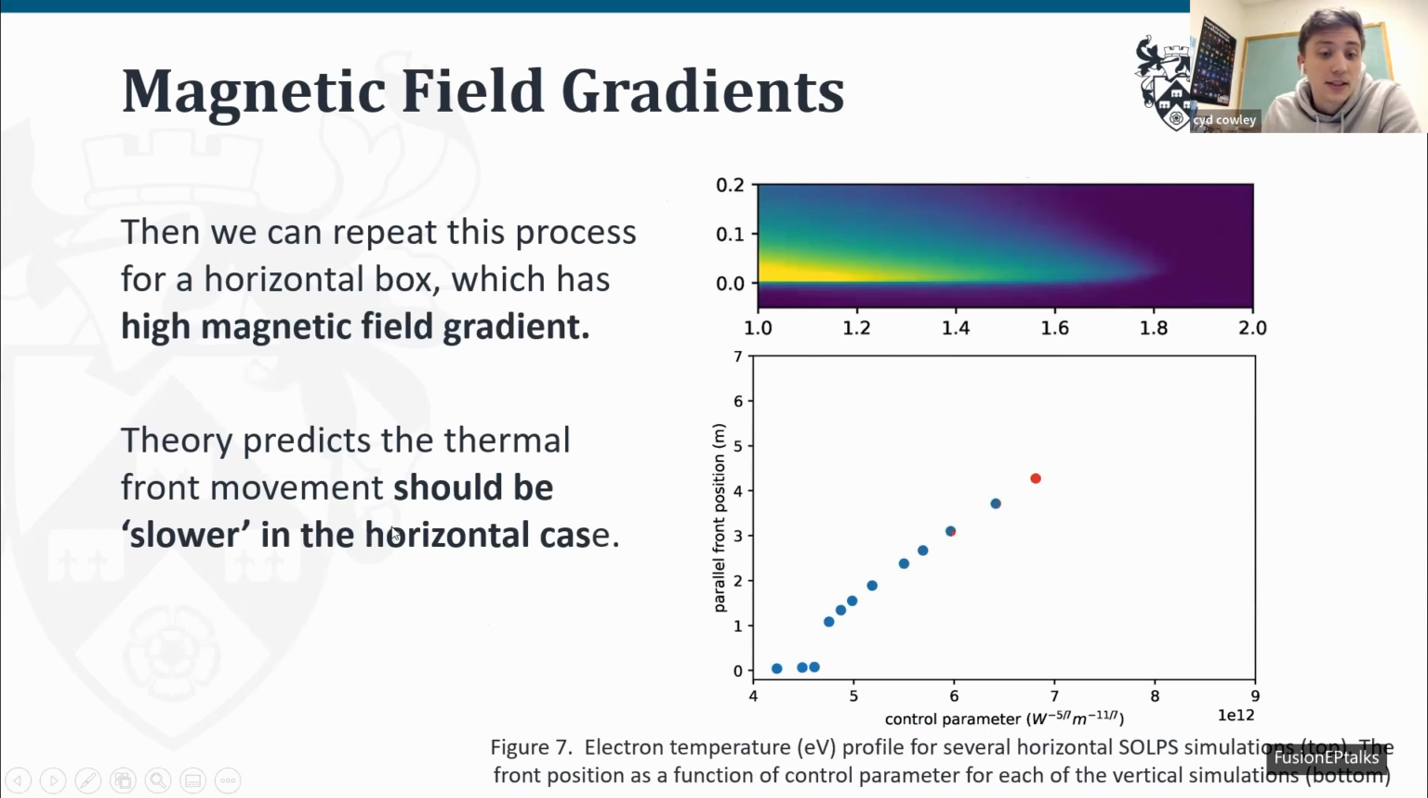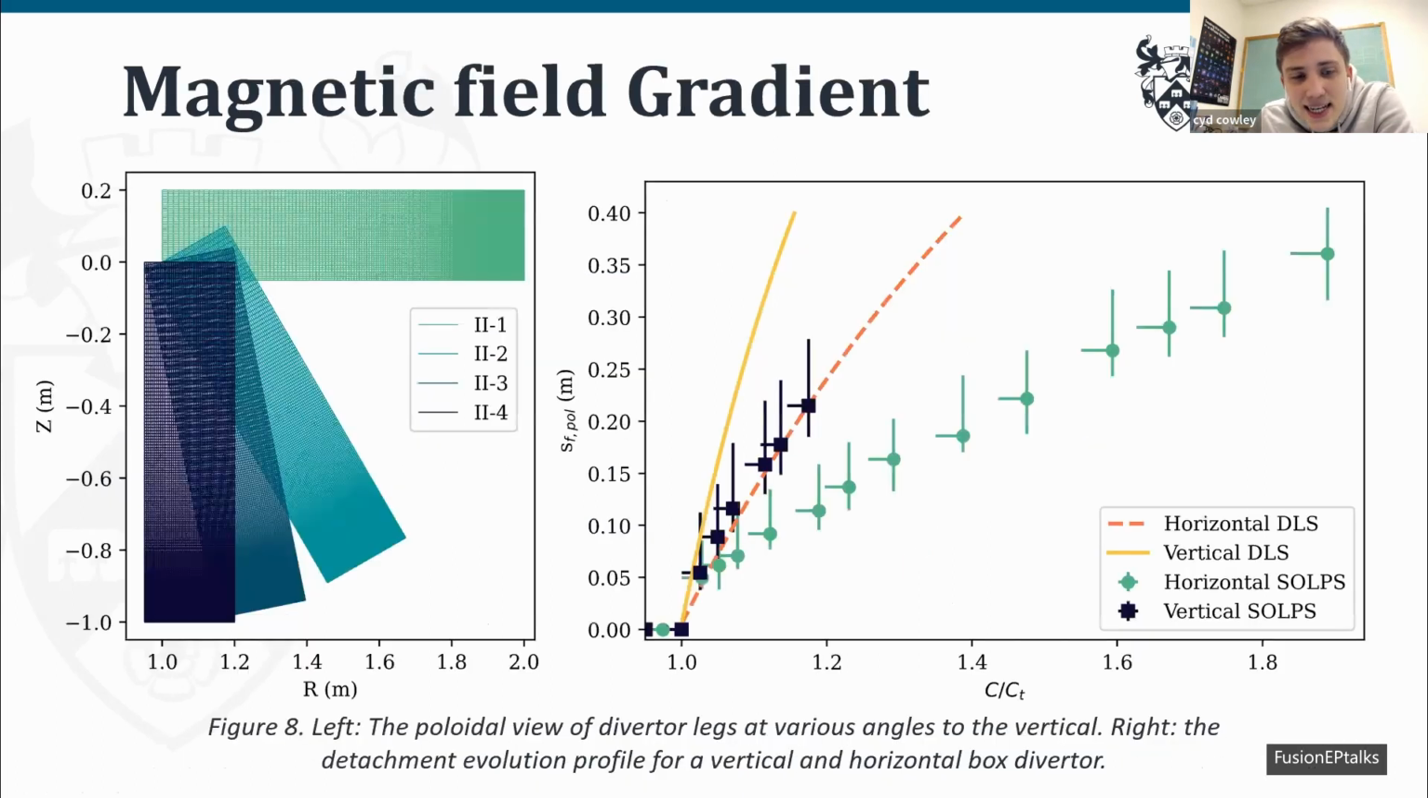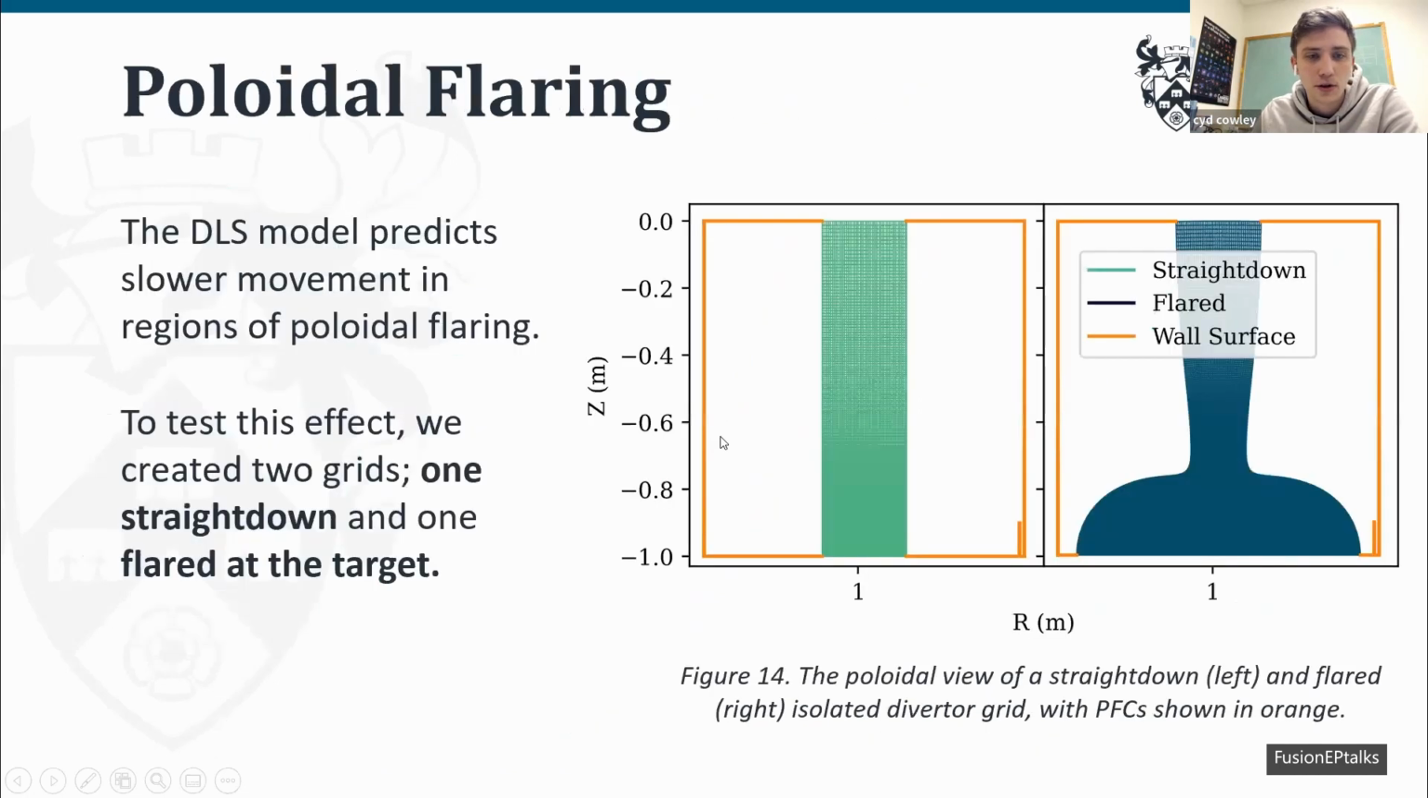And theoretically, the DLS model says that the movement should be slower in the horizontal case. Indeed, that is what we find. If you look at this curve here, these simulation results are in black for the vertical and green for the horizontal. When we increase our impurity, or our control parameter, by 20% above what it was at the threshold of detachment, you can see that the vertical leg moves twice as far as the horizontal leg, right? The horizontal leg's detachment front moves about 0.1 meters, whereas the vertical leg moves about 0.2.